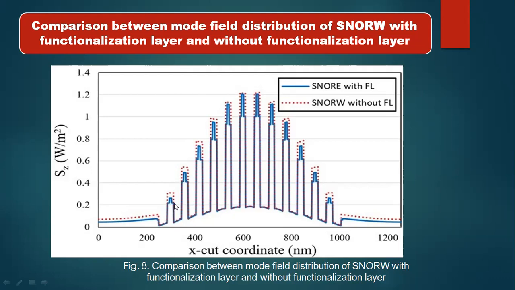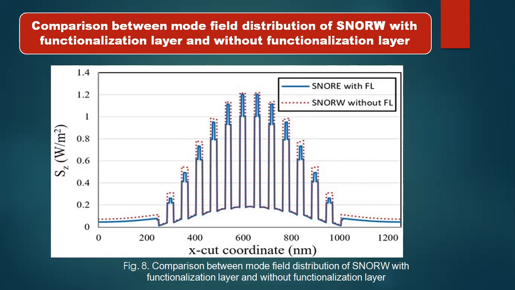But overall, you will see that the SNORW graph with functionalization layer is sort of like the one without the functionalization layer in the sense that even this one has bars, that is, regions of high energy, and this one also has an overall Gaussian shape, which indicates that overall it propagates waves like a rectangular waveguide, and these small bars indicate that the energy also gets trapped inside the functionalization layer.